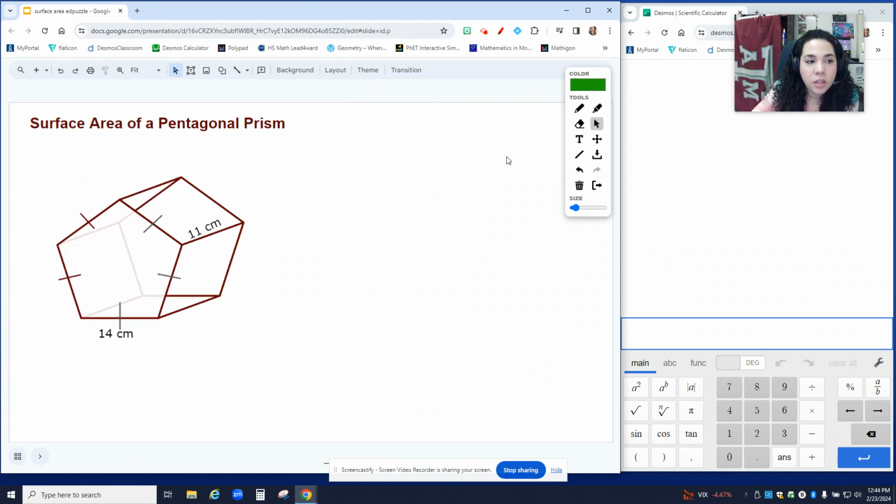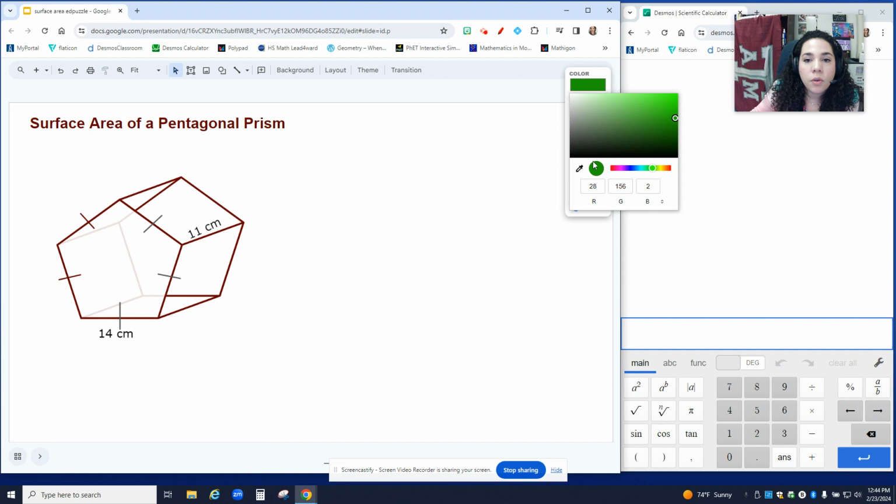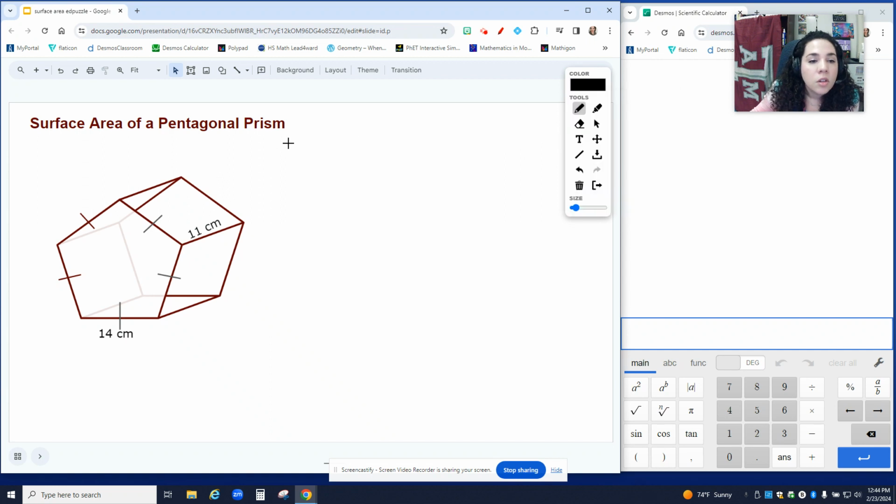Actually, you can do this. You guys can do the pentagonal prism. Okay, so let me write the formula for you here so that you can get started. Surface area is going to be the perimeter of the base times the height plus 2 times the area of the base.